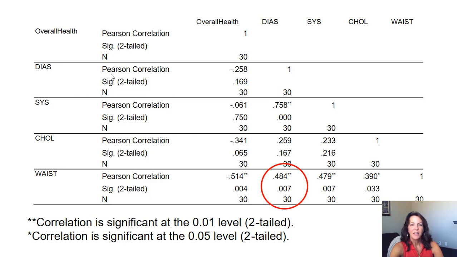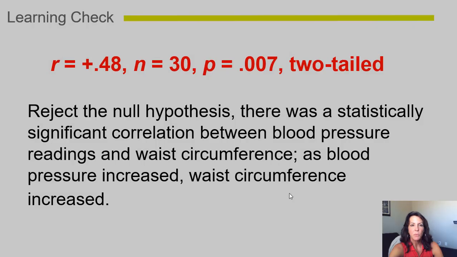Here it is. We have diastolic here and waist circumference here. And the correlation is 0.484. Okay, I see some little stars next to it, so we're going to be in the significance level. It has two stars, and in this table it shows the correlation is significant at the 0.01 level for a two-tailed test. All right, and we can confirm that by looking at the p-value, which is 0.007. That's less than 0.01. All right, so what does that mean?